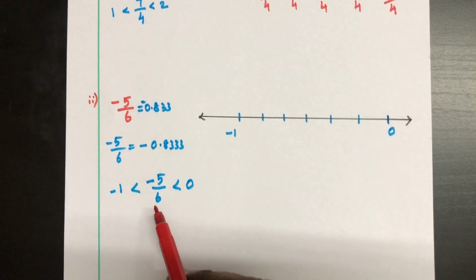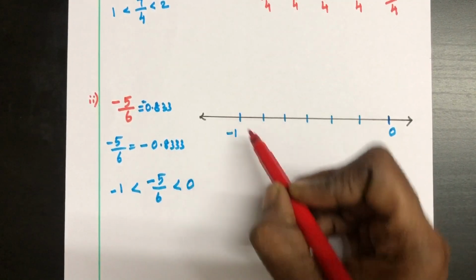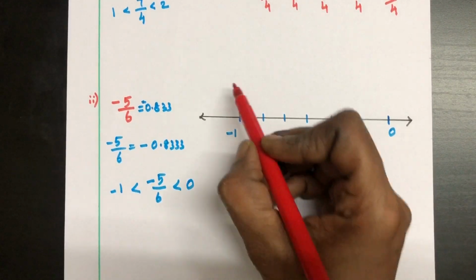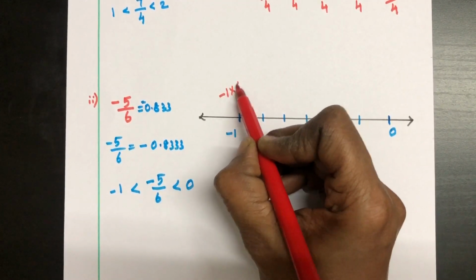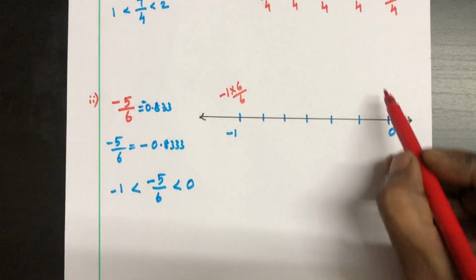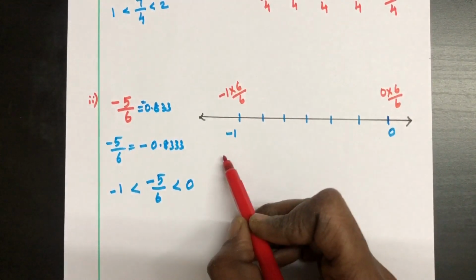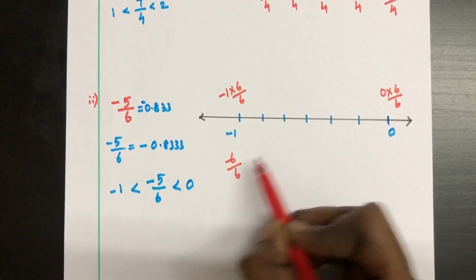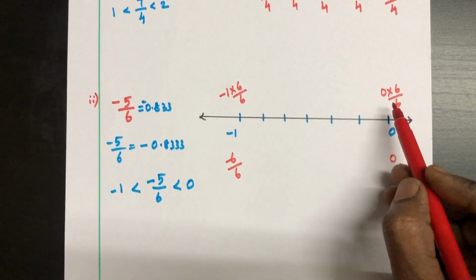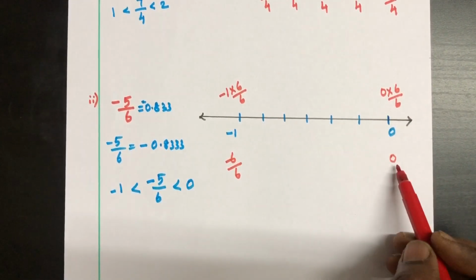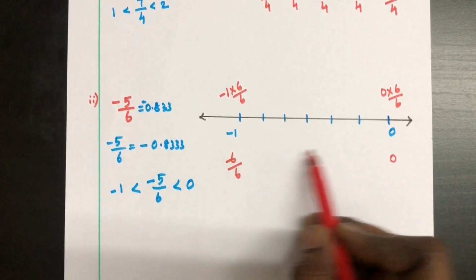Now take the denominator 6. This is the number here. Minus 1 into 6 by 6. Here 0 into 6 by 6. Minus 1 into 6 by 6 is minus 6 by 6. This is 0 only. Anything multiplied with 0 is 0. So 0.